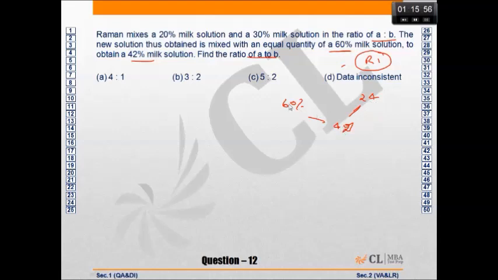So when I am mixing the 20% solution with the 30% solution, I am getting a 24% solution. So that means 6 is to 4, or 3 is to 2. Choice B.